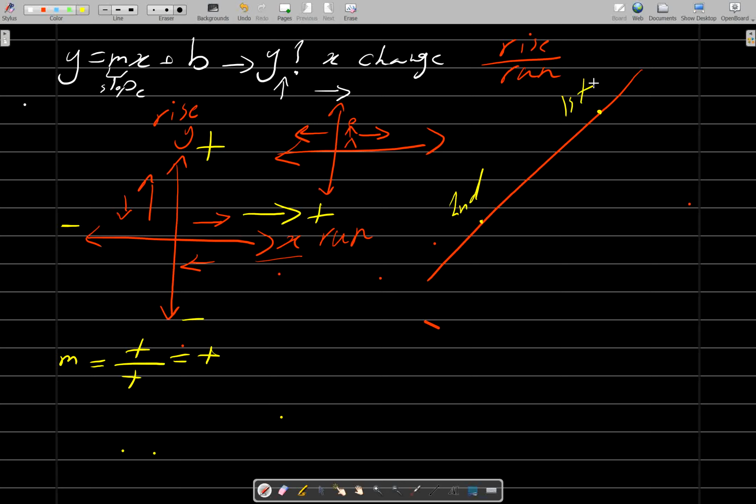To get to our second point from our first point, we need to come backwards, so it's going to be negative because it's backward. And we need to come downward from here, so it's still negative because we're coming down. So again, the slope of our line is the same: negative over negative still gives us a positive slope.